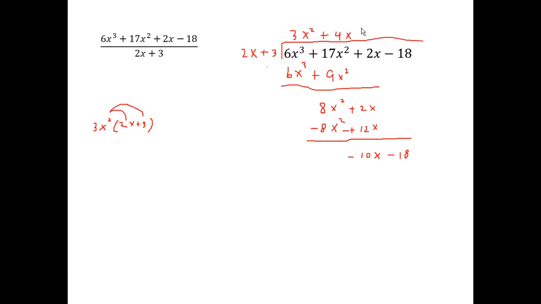All right, so now I just continue on, rinse and repeat, right? So I've got what times 2x will give me negative 10x? So numbers, I look at negative 5 times 2 will give me negative 10, so minus 5. So minus 5 times 2x will give me negative 10x. And then, of course, I still have that plus 3, so it's negative 5 times 2x plus 3. Negative 5 times 2x is negative 10x, and the negative 5 times 3 is negative 15.